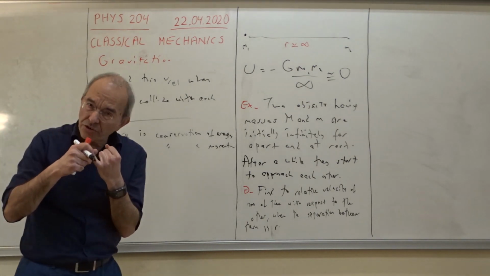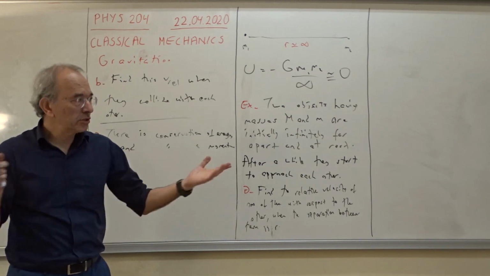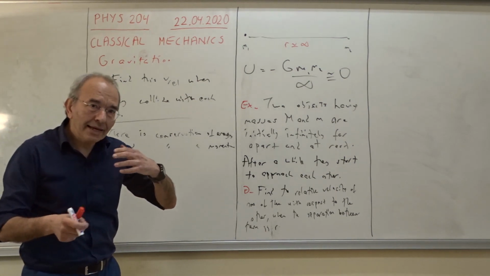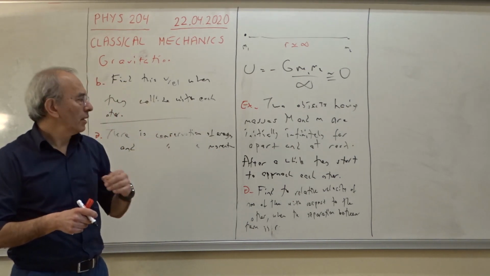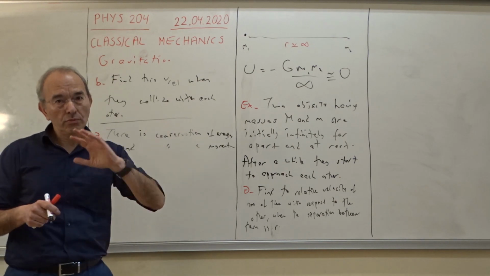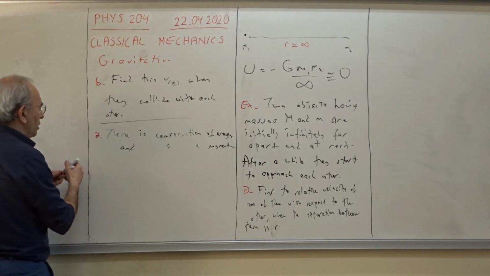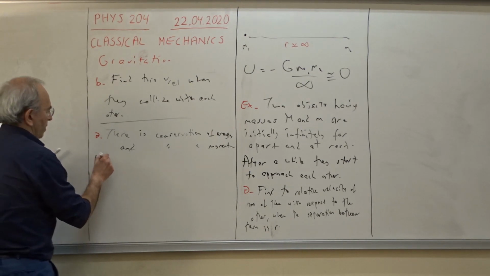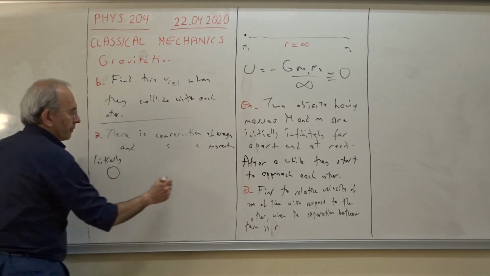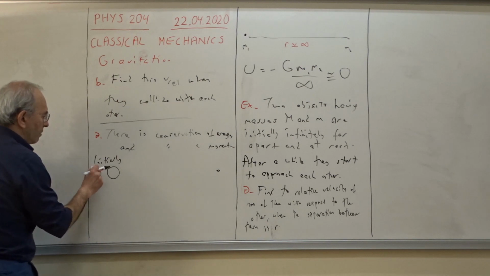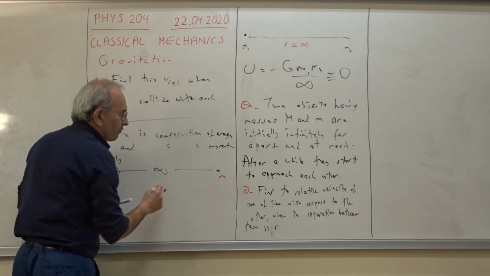Initially, energy is zero, no kinetic, no potential. Momentum is zero because there is no motion. But at any later time, again the algebraic sum of the energy and the momentum should add up to zero. So initially, let's say capital M, little m. So capital M is here, little m is there. They are infinitely far away.